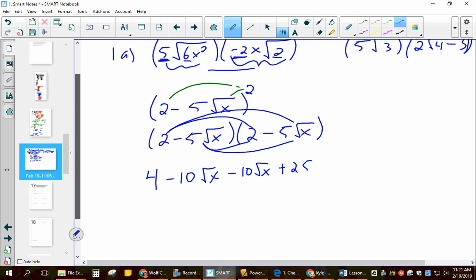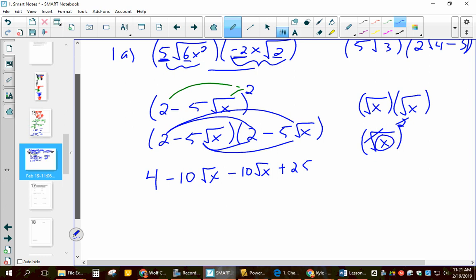Just the x. Yeah, this is worth going over too. Root x times root x, that's the same thing as saying root x squared, right? So root x squared, the squared and the square root would cancel. So that's just x.